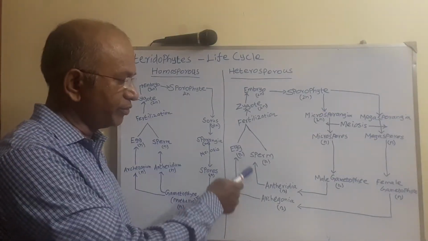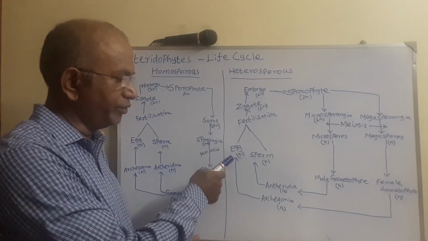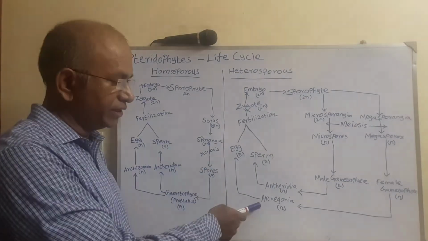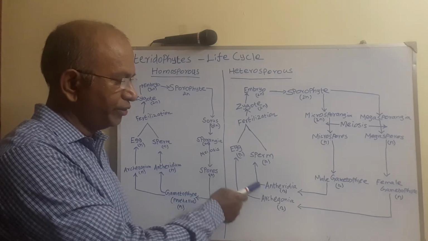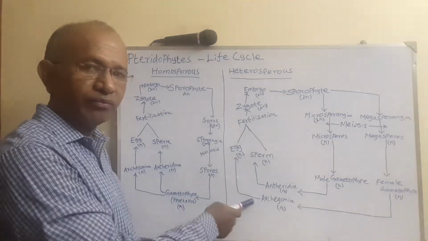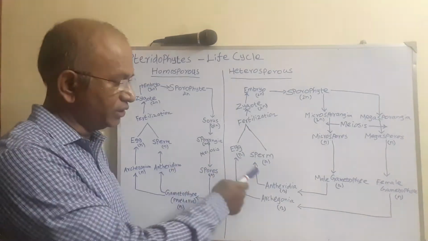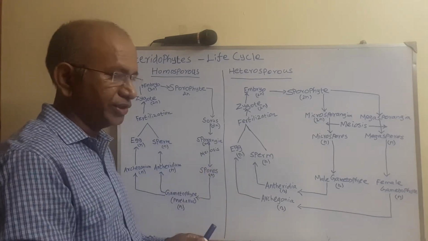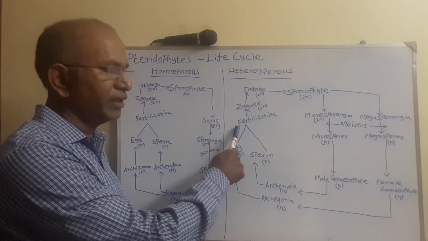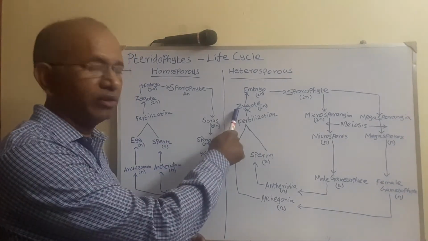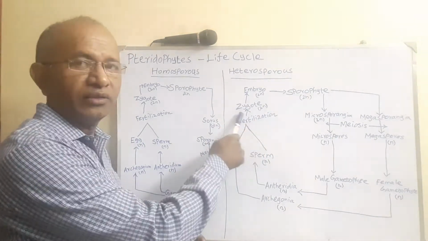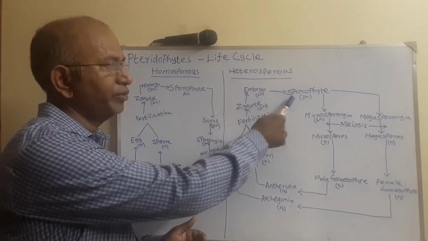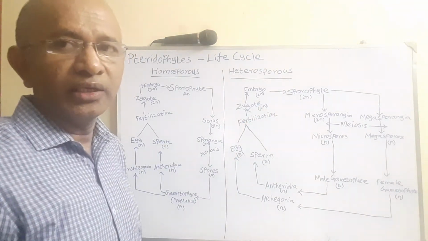The antheridia produce sperm and archegonia produce egg. That is, each antheridium produces a sperm and each archegonium produces an egg. So both are haploid in nature. They undergo fertilization. So the zygote is formed and again the diploid condition is restored, and then the embryo develops into the young sporophyte.